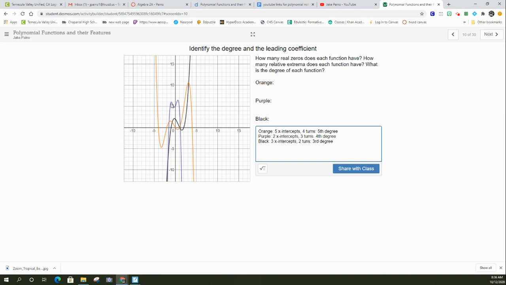Okay. We could also identify leading coefficients. We've got to do a little bit more studying on that, an examination, but leading coefficients dictate the right end behaviors. All right, so if the right end behavior is positive infinity, then the leading coefficient will be positive. If the right end behavior is negative infinity, then the leading coefficient will be negative.